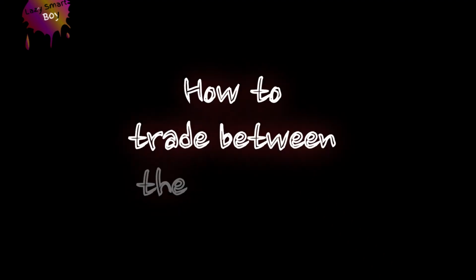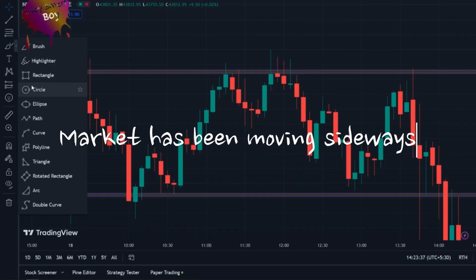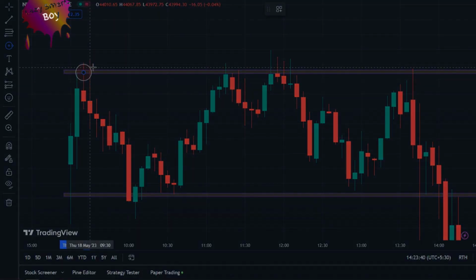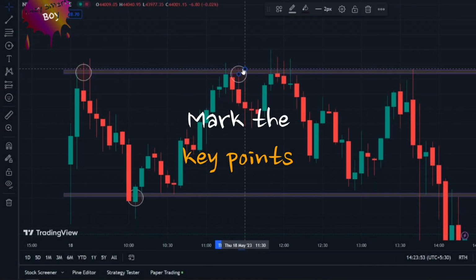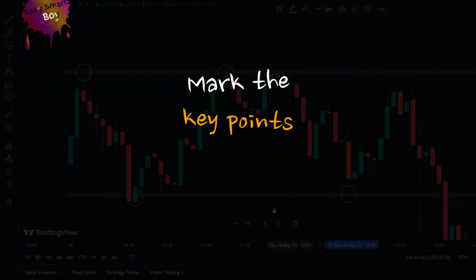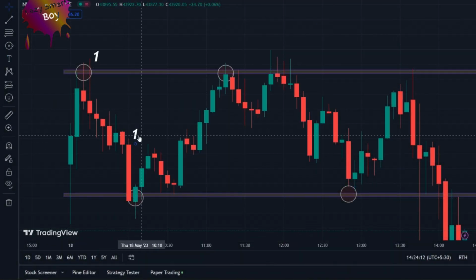How to trade between the key levels. The market has been moving sideways since the beginning of the day. Mark the key points where the supply and demand is high. I am numbering those key points as supply 1, 2 and demand 1, 2.